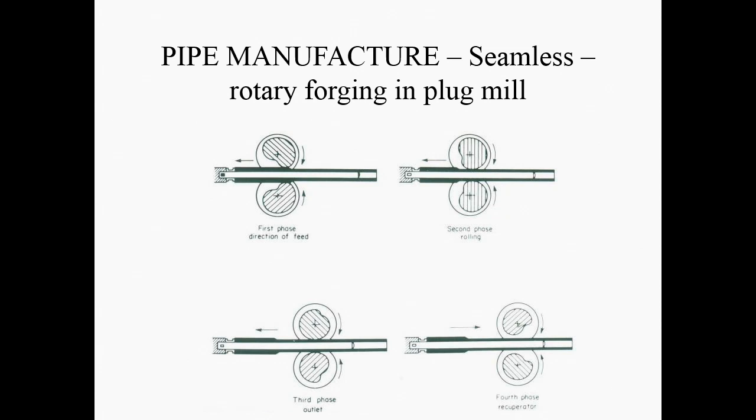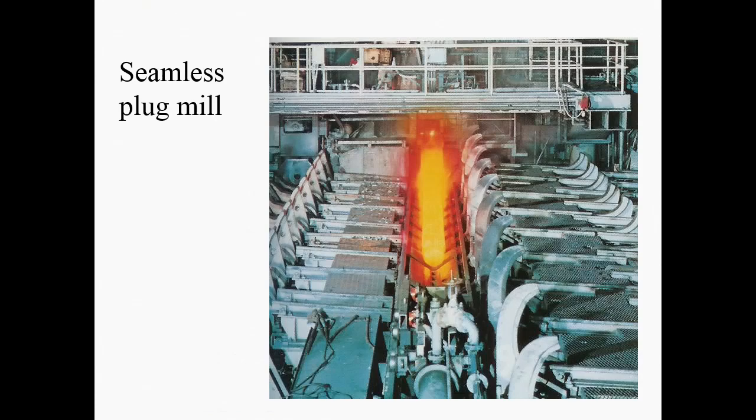So you have all of these issues. Now this only works once the thing's been pierced. So the plug has got to have gone all the way through. You've got a tube already. This is reducing the wall thickness of the tube and elongating it.